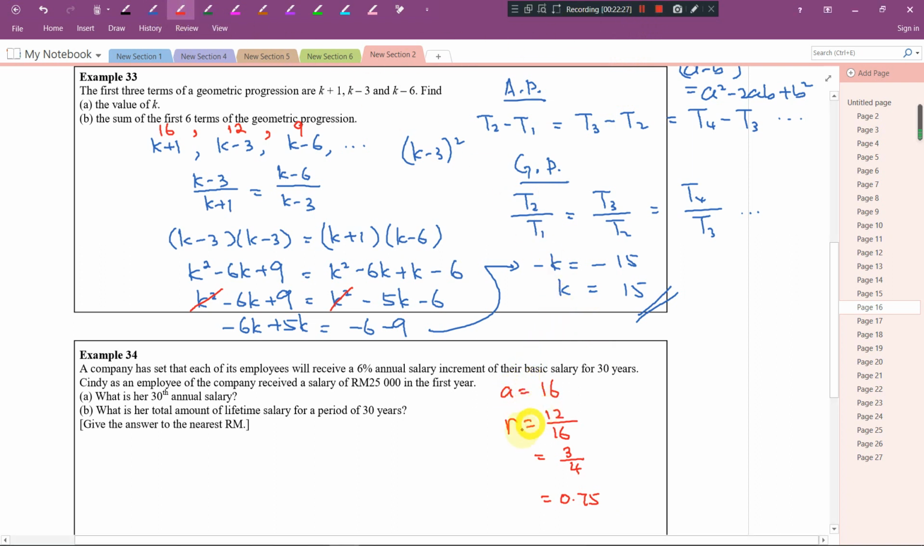Now we have the value of a and the common ratio. We can get S6 easily: a times (1 minus r to the power of n) over 1 minus r. Just press our calculator. The answer is 52 and 39 over 64.